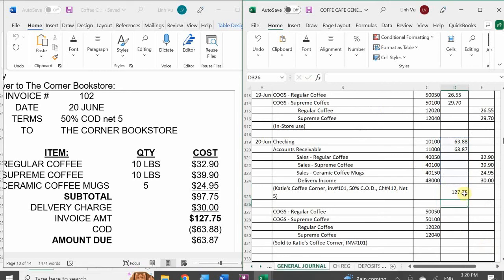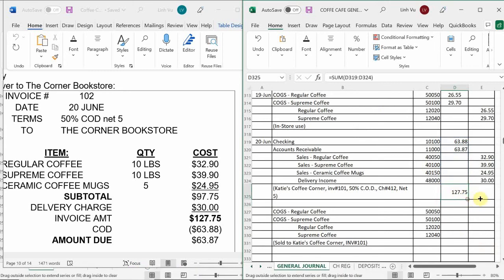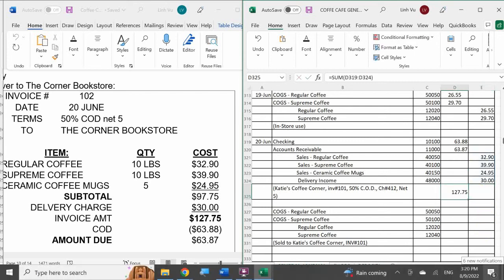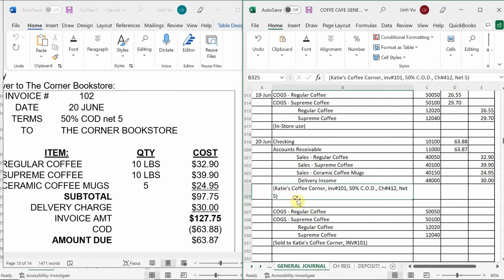Okay, so I got $127.75 on the left, $127.75 on the right. So that is correct. No typos there. Okay. Only difference is now that I entered all of that information in, I just have to basically change the description. Right?